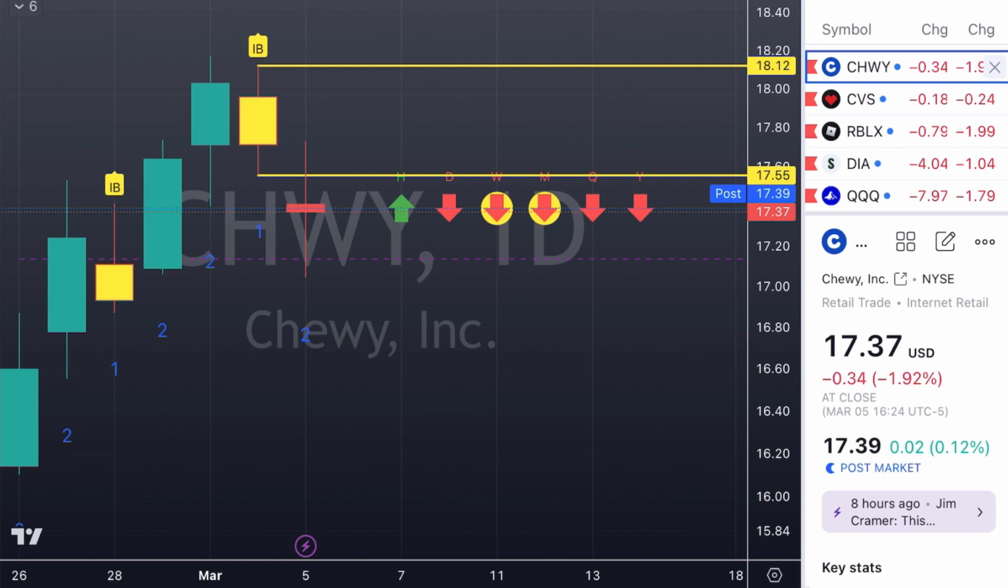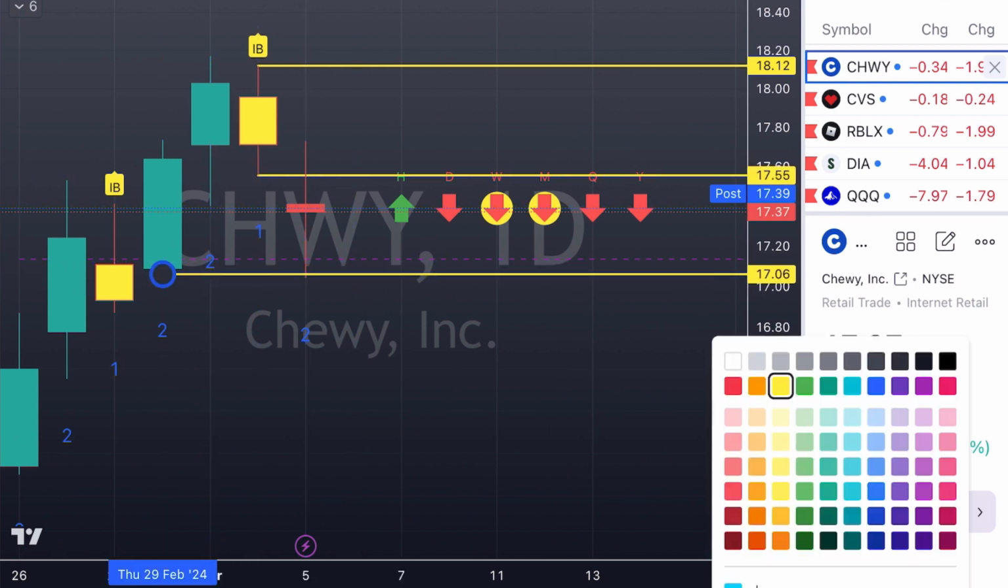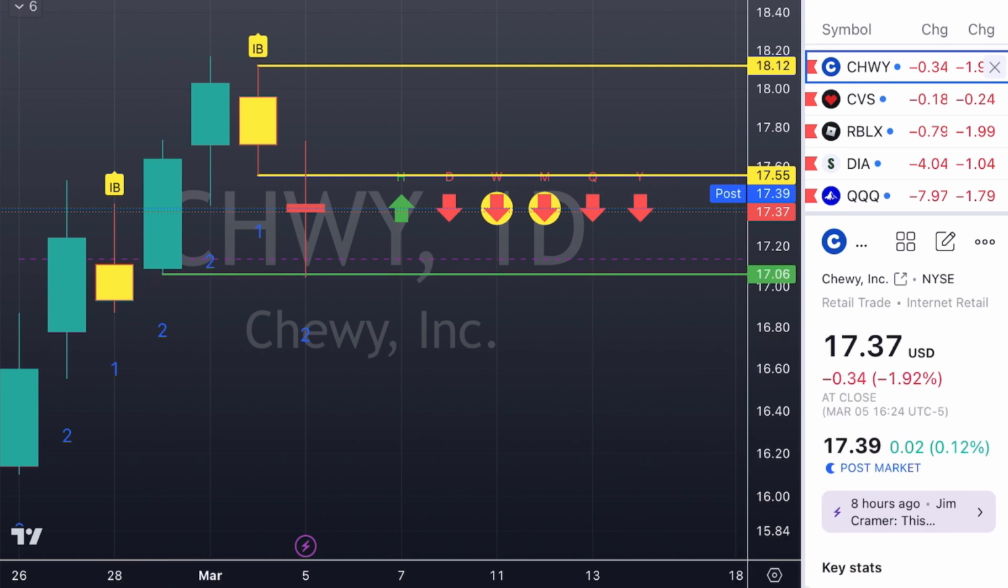So, 5 plays that I gave to the Griswold Gold members for today, for March 5th. The first one I gave was Chewy. We had this inside bar. We had time frame continuity. Chewy opened here, but we ended up hitting, I'm just going to put it in here for you guys, and I'm going to make that green. We ended up hitting the target that this said it was going to hit.